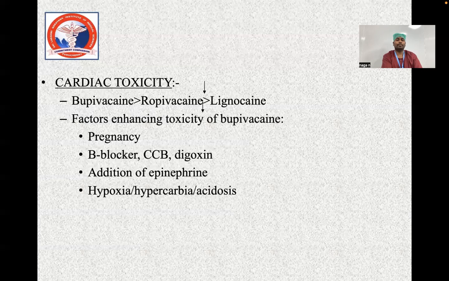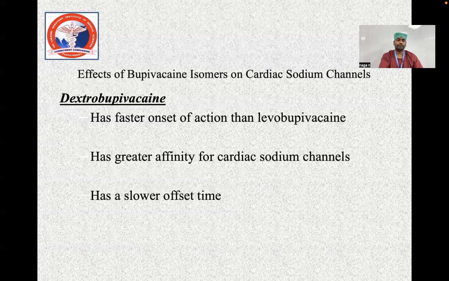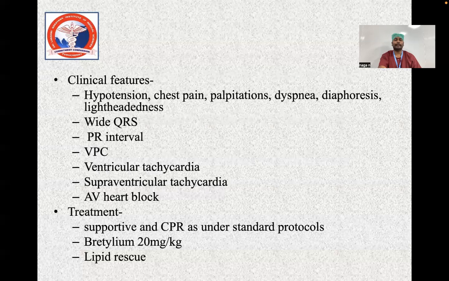Cardiac toxicity. The most common cardiac toxic drug is bupivacaine, after that ropivacaine, and after that lidocaine. Factors enhancing toxicity of bupivacaine are pregnancy, beta blockers, calcium channel blockers, digoxin, addition of epinephrine, hypoxia, hypercarbia, and acidosis. Effects of bupivacaine isomers on cardiac sodium channels: dextrobupivacaine has faster onset of action than levobupivacaine, has greater affinity for cardiac sodium channels, has lower offset time.